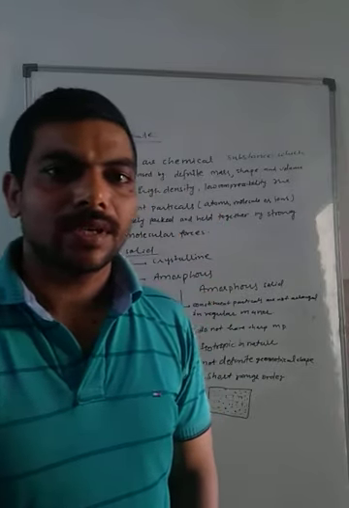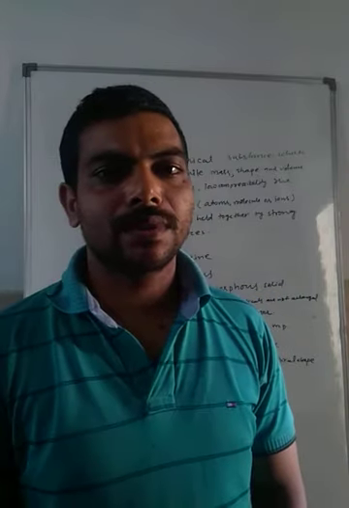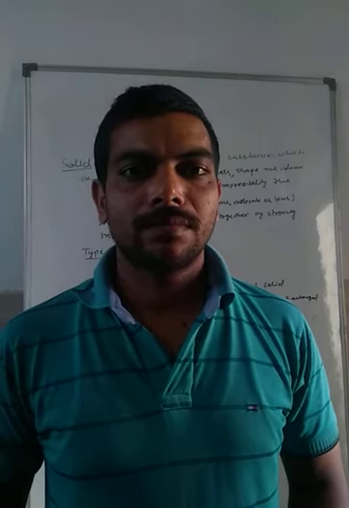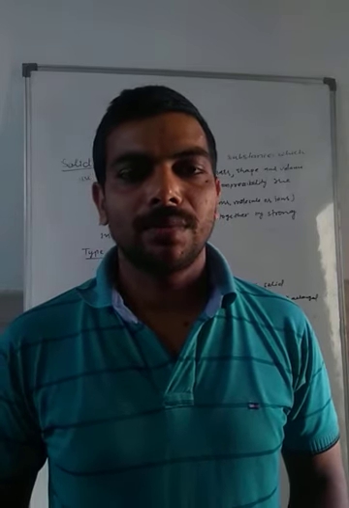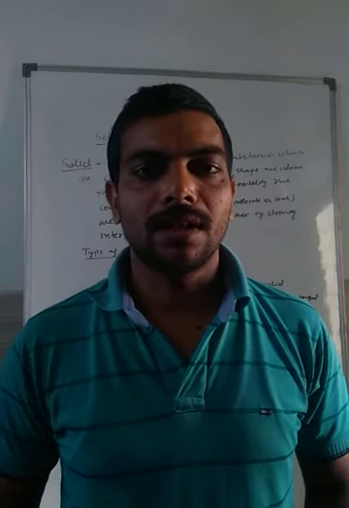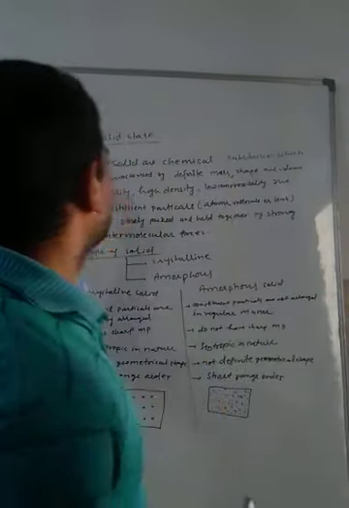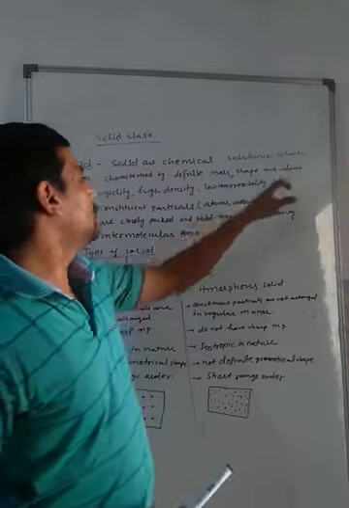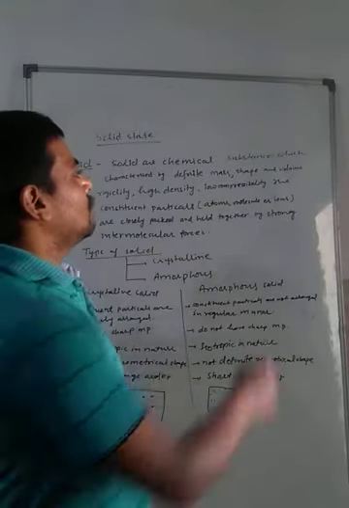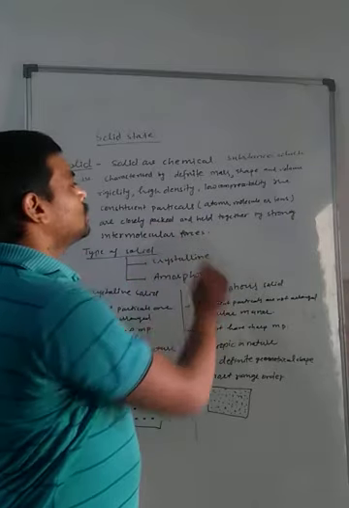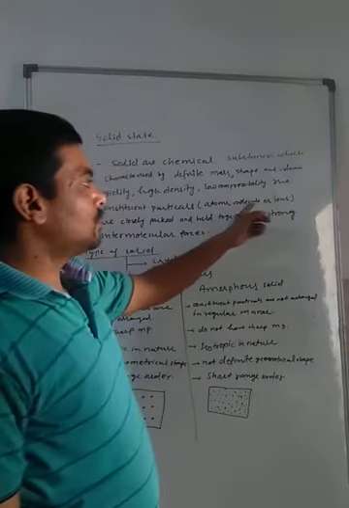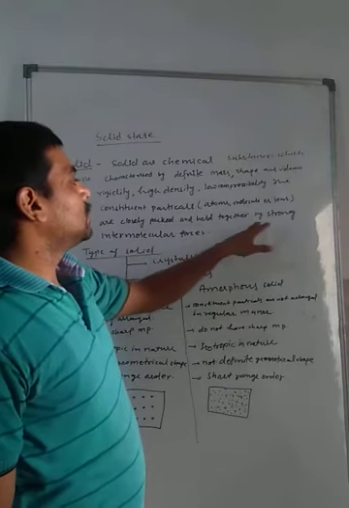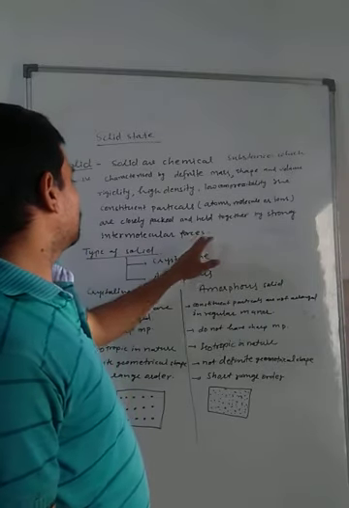As you know, anything in our surroundings which has a fixed shape, size, volume, density, rigidity, structure and arrangement is termed a solid. But here we are going to define the solid in another manner. Solids are chemical substances characterized by definite mass, shape and volume, rigidity, high density and low compressibility. The constituent particles of solids are atoms, molecules or ions. These are closely packed and held together by strong intermolecular forces.